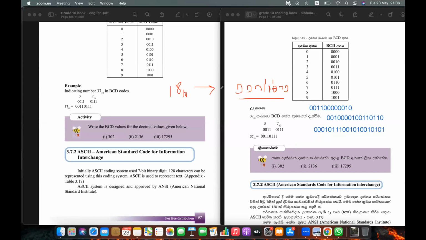24. If you are asked to convert a base 10 number to base 16, what is the method? You have to divide by 16. Then 1 remaining 2. So how to write it in 2 is like this.